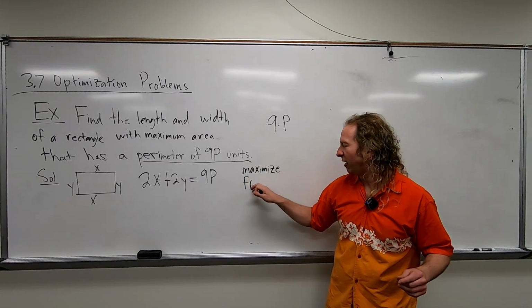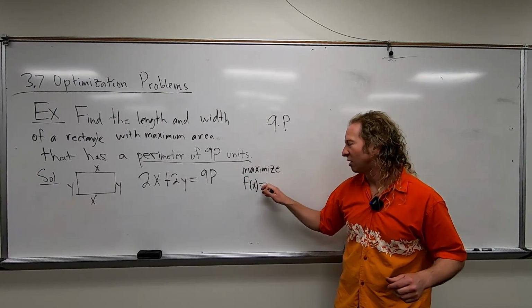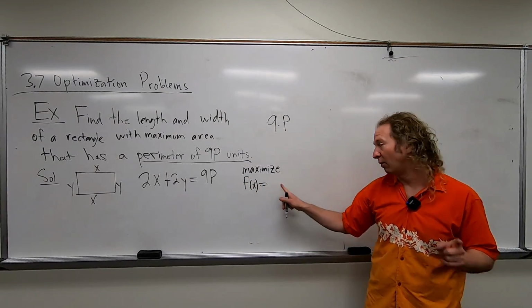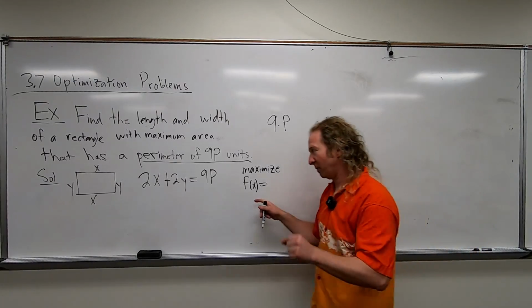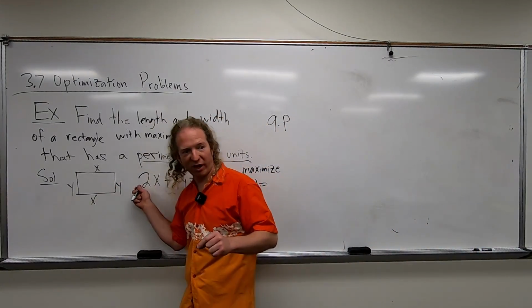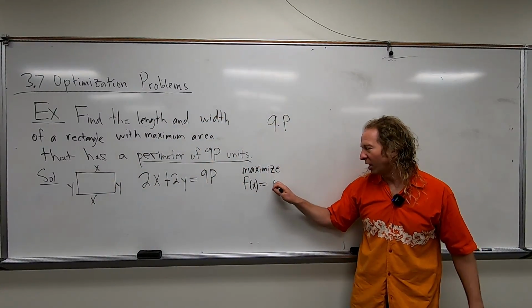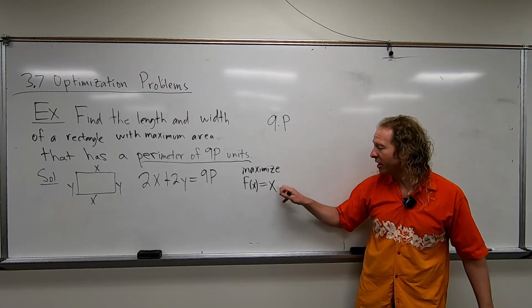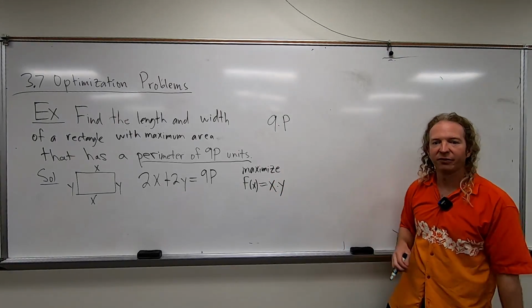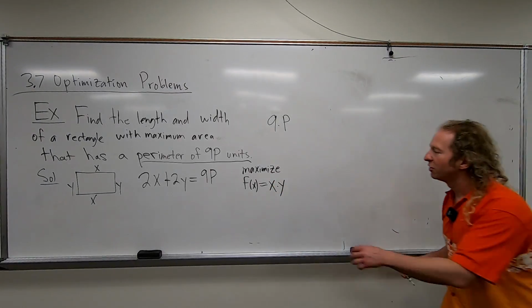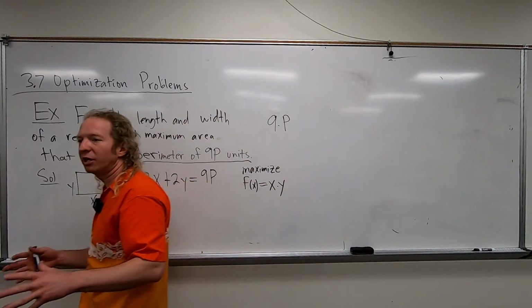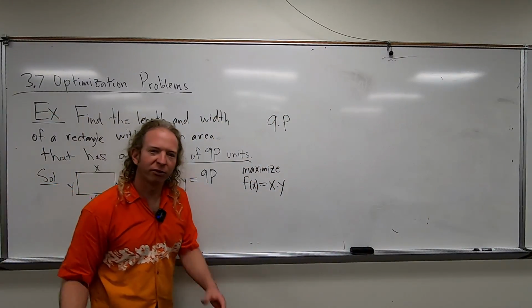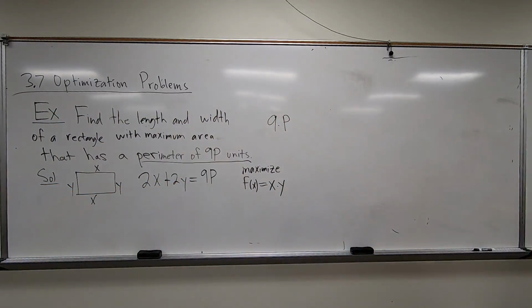So let's write the area. If I call it f of x, it will not be a pure function of x. It'll be something else. Area is length times width. So it would be x times y. So that's the goal. The goal is to make this function as big as possible.